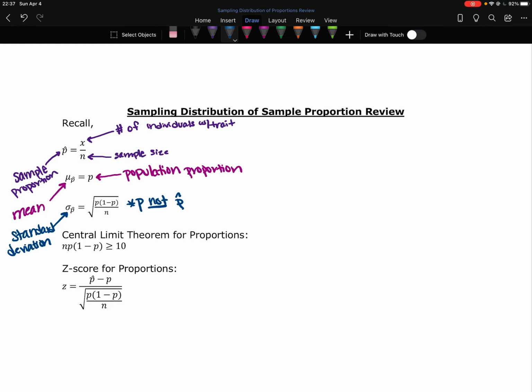Our central limit theorem, now this is different than the one from the book. I prefer that you guys use this one, but I think that number is wrong. I apologize. This should be 5. It is n times p times 1 minus p is greater than or equal to 5. Part of the reason why I prefer this one is it's a little more restrictive. It's not as conservative as the ones that you would find if you look in your textbook. Another reason is it's only one formula to check.